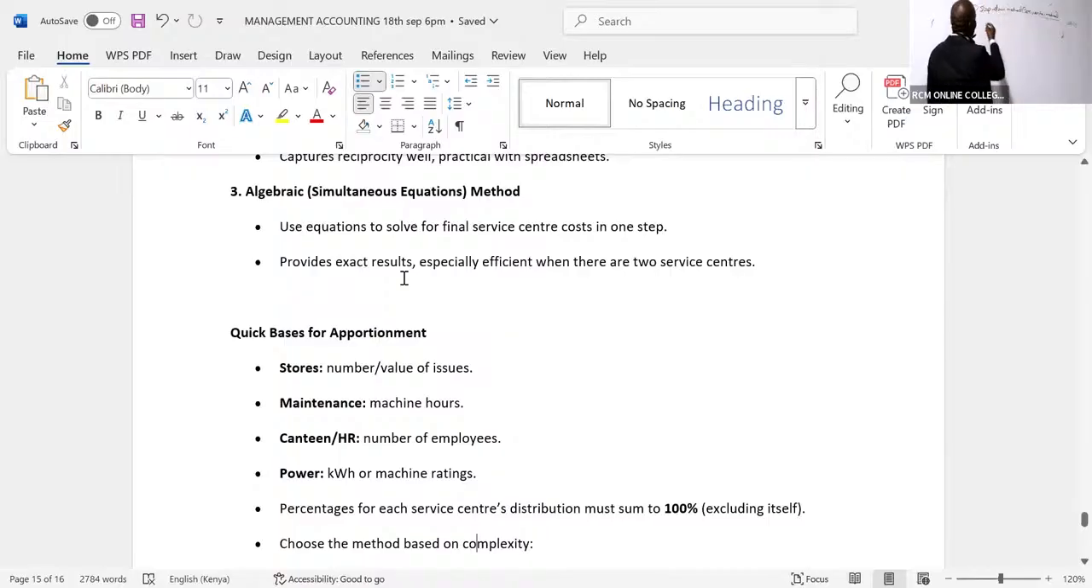So, quick basis for apportionment. These are really important for all those students who missed my class. We start with the stores department. The stores department overhead cost: how will you be able to redistribute that? It's very easy. You can use number or value of issues.